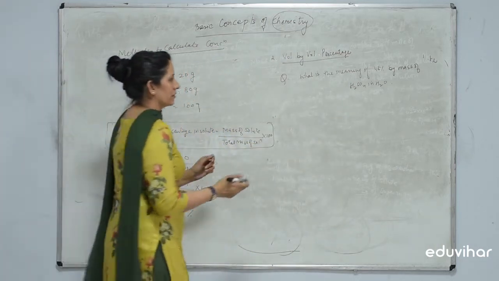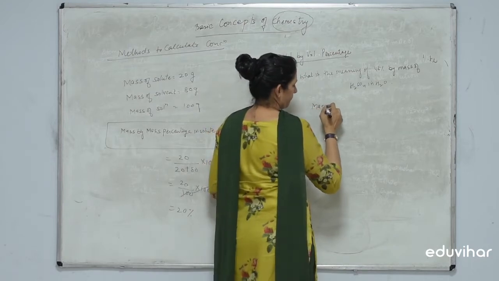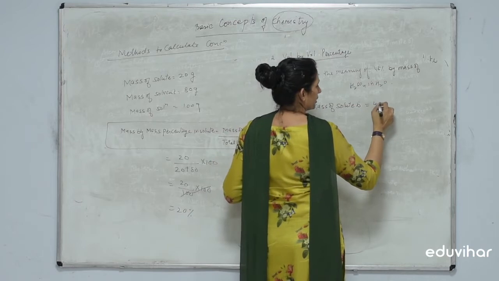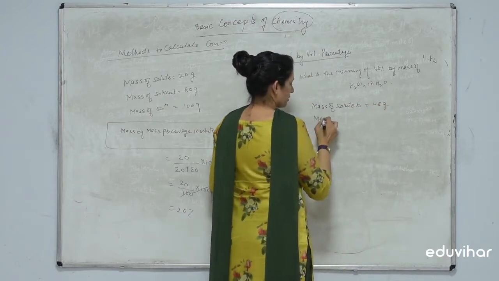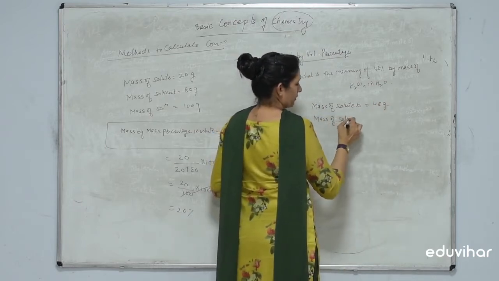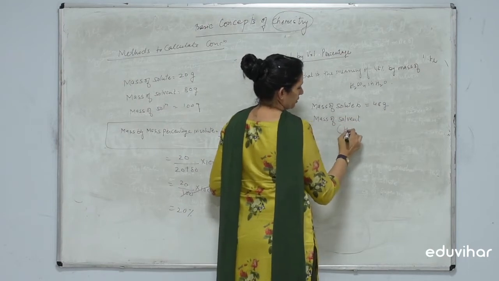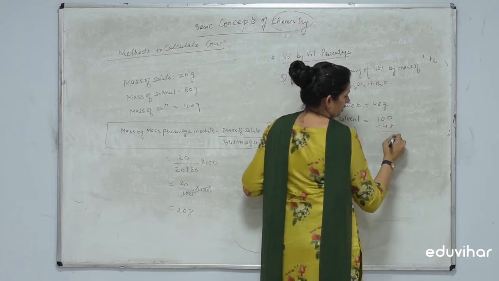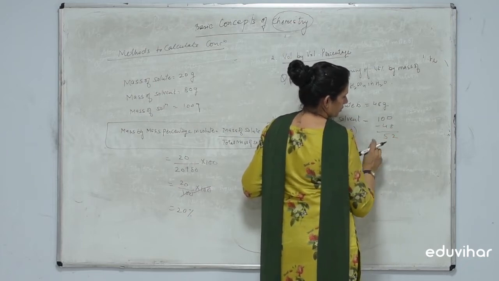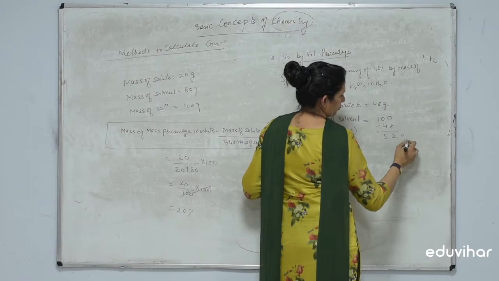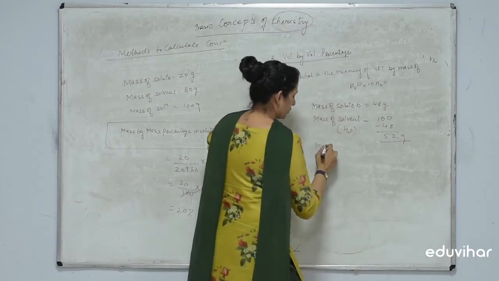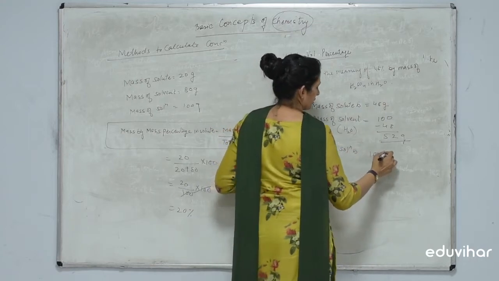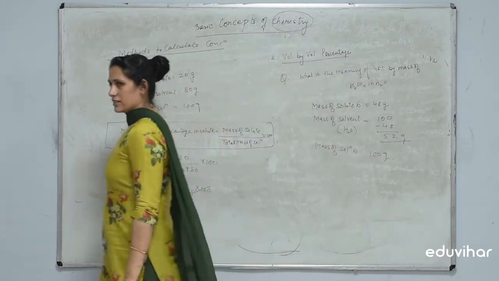It means the mass of solute is 48 gram. Mass of solvent, that is, what is the solvent? Water, is equal to 100 minus 48, that is 52 gram. And the mass of solution is 100. I think this is clear.